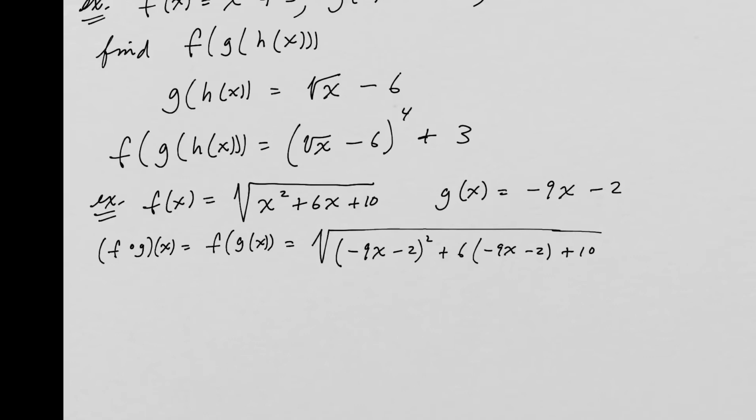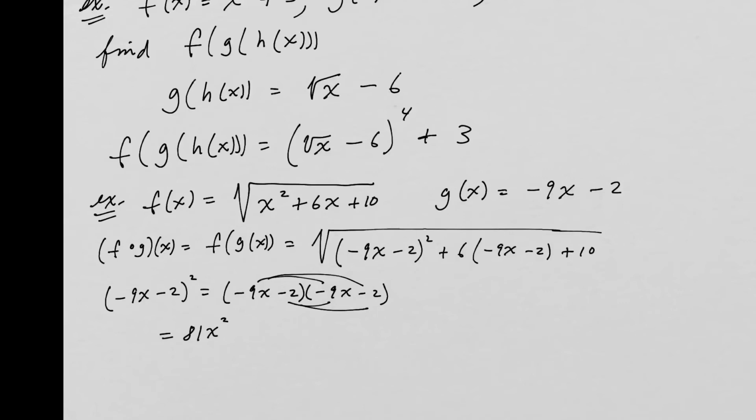Now again, you could just leave your answer like that, or if we want to simplify this or expand it out, I need to do underneath the radical first. So let me actually square that first term. Remember, this means negative 9x minus 2 times itself. So I need to FOIL it out. Right, so this is going to be 81x squared, then I have plus 18x plus another 18x, so plus 36x. And then negative 2 times negative 2 is plus 4.